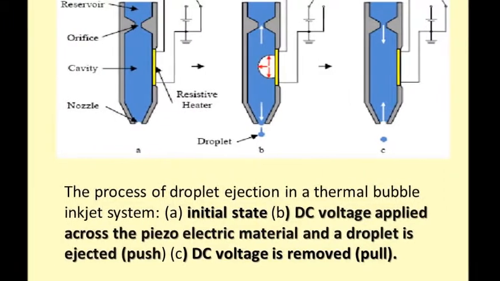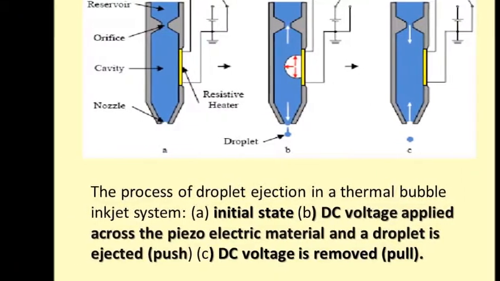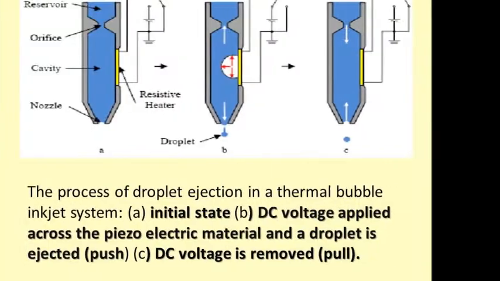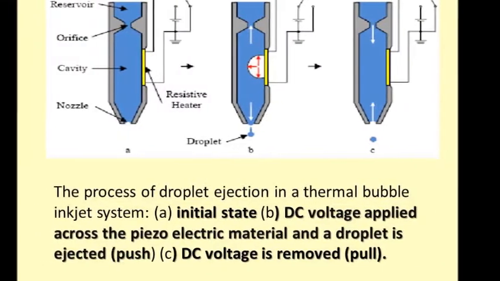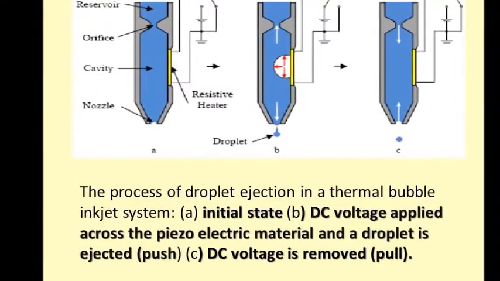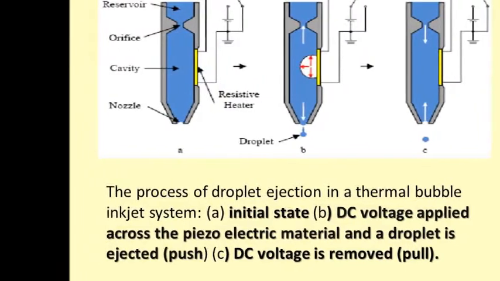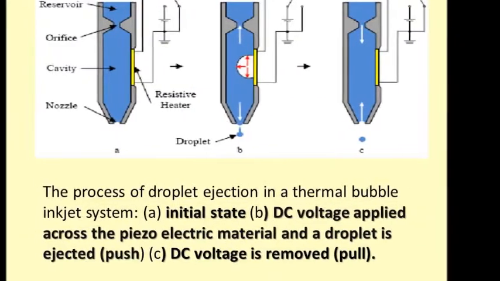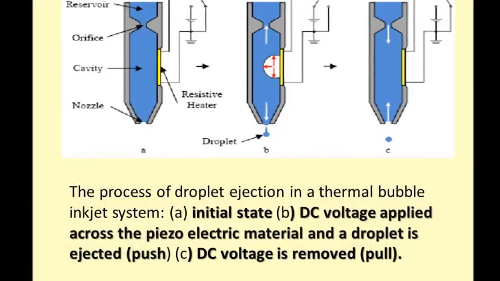The diagram shows the process of droplet ejection in a piezoelectric injection system. The first is the initial state, then we have DC voltage applied across the piezoelectric material and a droplet is ejected. Then the DC voltage is removed.